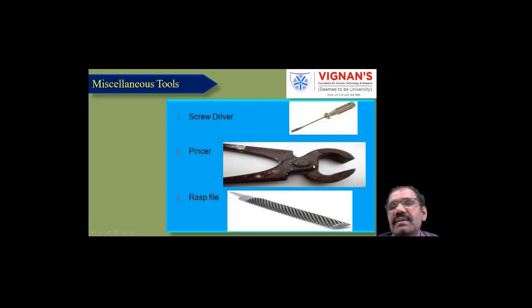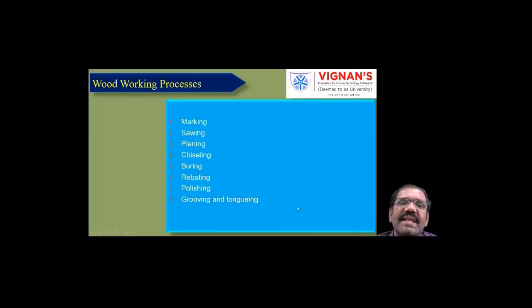So this is pincer. If you want to remove the nails from the wood, we are using this one. Then the rasp file, you see this one is very rough. Using that one, rough surfaces can be made smooth. What operations are performed on the wood? Marking, sawing, planing, chiselling, boring, rebating, polishing, grooving and tonguing.